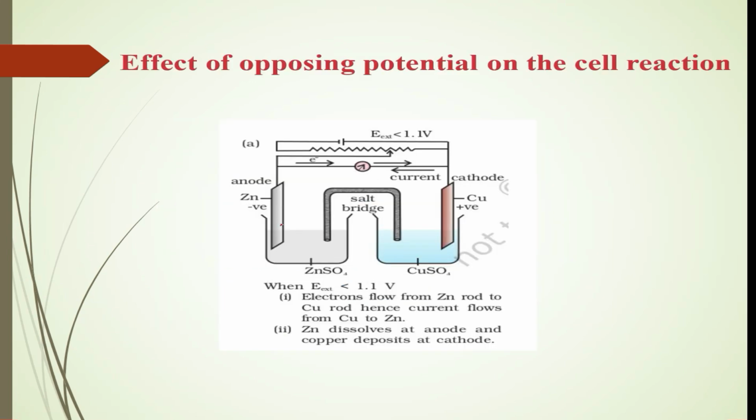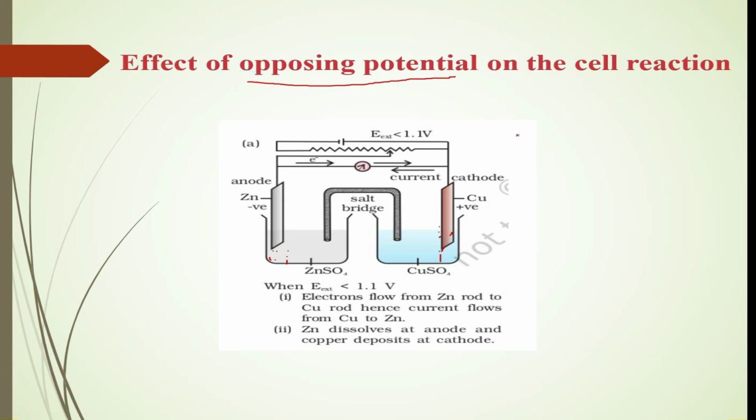Here, a zinc rod dipped in zinc solution, and a copper rod dipped in copper sulfate solution. Here we obtain an EMF value greater than 1.1 volt or less than 1.1 volt. When we obtain less than 1.1 volt, zinc dissolves at the anode and copper is deposited at the cathode. Here zinc dissolves, okay. Here copper is deposited on this plate. These are the effects of opposing potential.